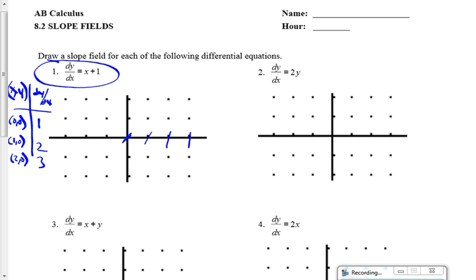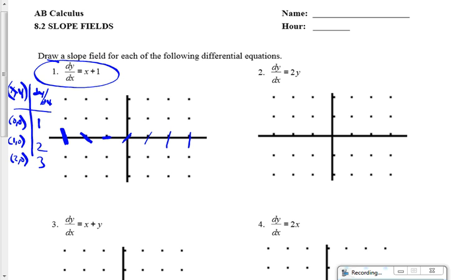These are approximates now. What happens if I go the other way? What's the slope at negative 1, 0 going to be? 0, negative 1, negative 2. Kind of see a pattern there? Okay. Let's try the other axis.